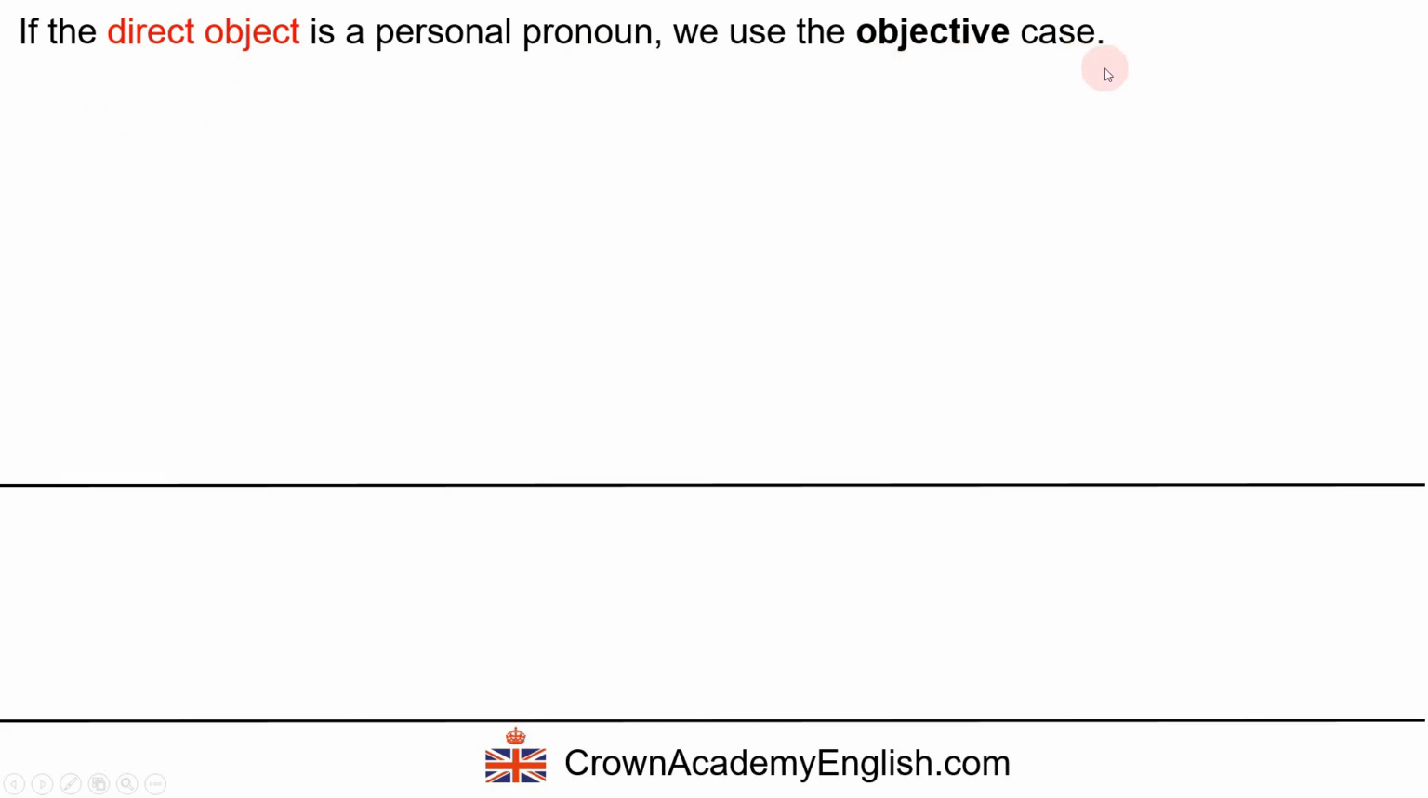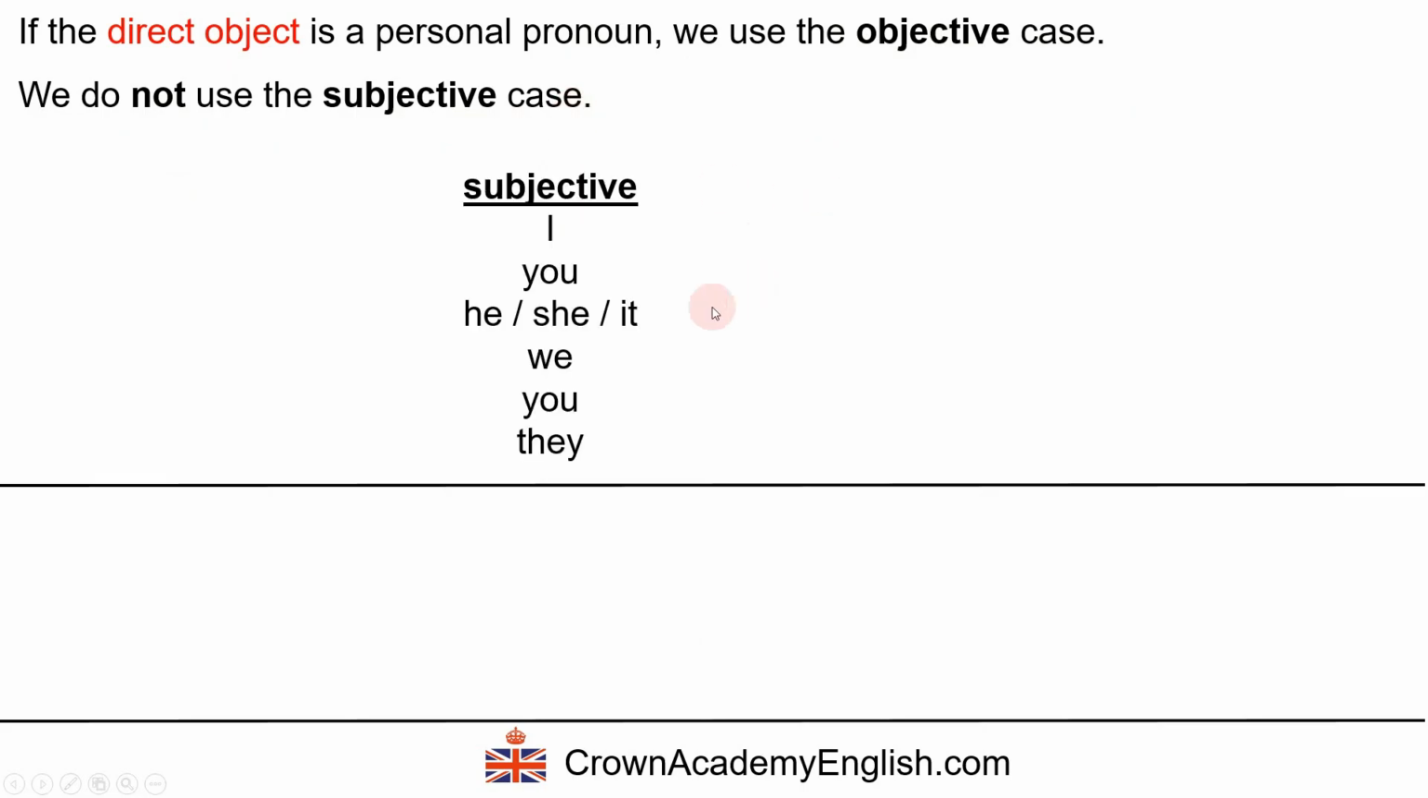An object personal pronoun. We do not use the subjective case. So we do not use the subject personal pronoun. Let me explain this. These are the subject personal pronouns. This is what we use when this is the subject of the sentence. I, you, he, she, it, we, you, they.